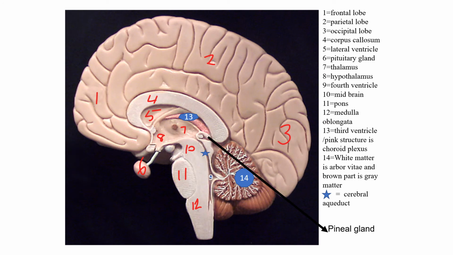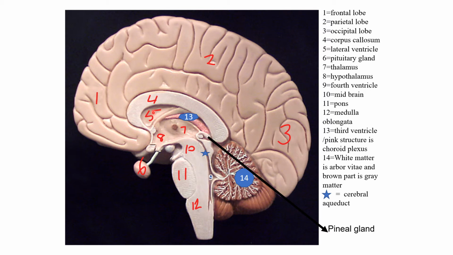Let's take a look at this medial view of the brain. We would find the frontal lobe right here, the parietal lobe, and the occipital lobe. Now we know that the brain has two hemispheres, the left and right cerebral hemisphere, and what holds those two hemispheres together is this region right here known as the corpus callosum.